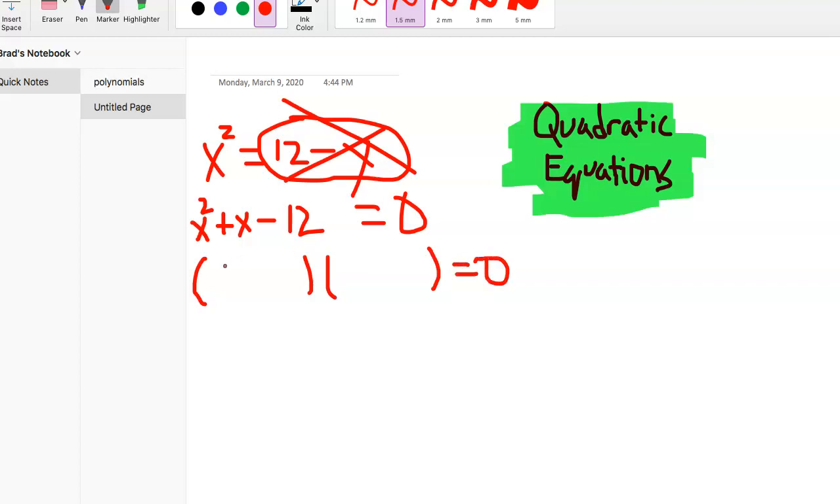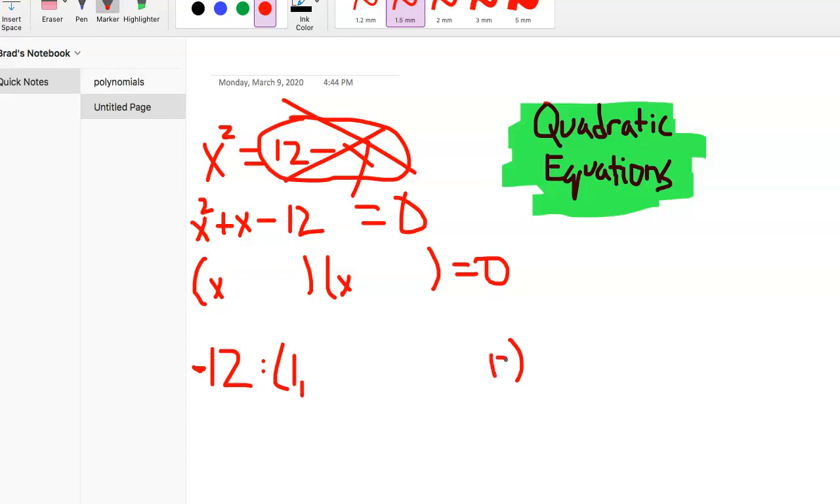Okay, so we have x here, x here, and now we have to be doing this factoring, right? And so we want to look at 12, and really it's a negative 12. Okay, so how many ways can we find to multiply to 12?